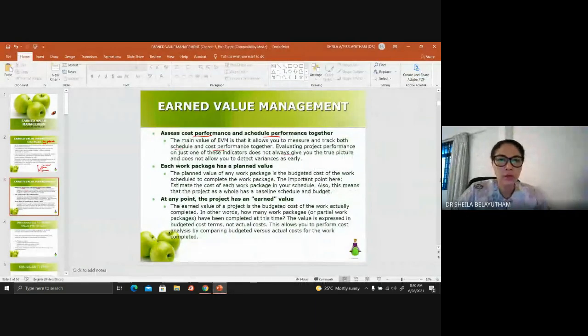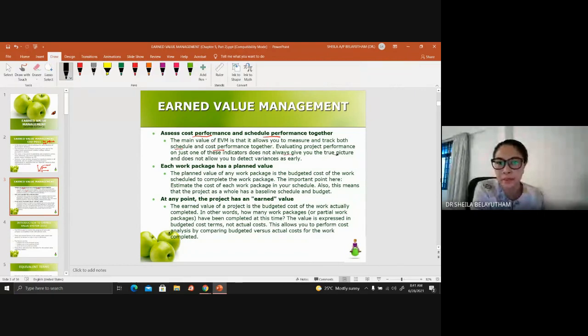As I've mentioned earlier, if you're just trying to show one graph, what does that graph mean? Does it mean the cost factor or the time factor? It does not reflect both. That is one of the constraints you have if you only represent one variable. Evaluating project performance on just one indicator does not show you the true picture, and does not allow you to detect the variance early.